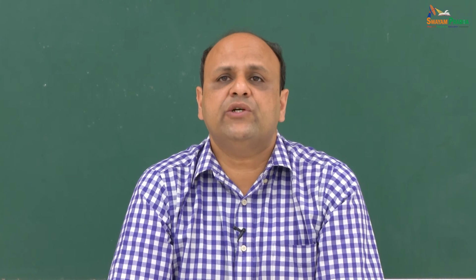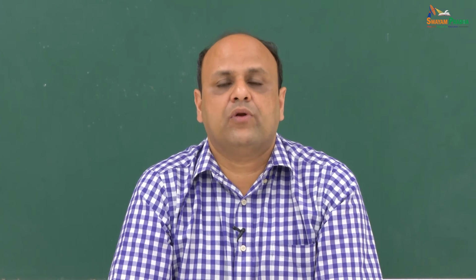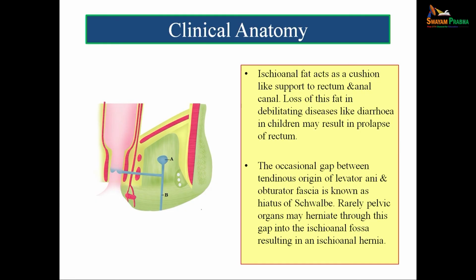Then other applied aspects in relation to the ischioanal fossa. Well, the ischioanal fat acts as a cushion-like support to rectum and anal canal. Loss of this fat in debilitating diseases like diarrhea in children may result in prolapse of the rectum. So it is a very important cushion, the fat in the ischioanal fossa. It provides support to the pelvic diaphragm, it provides support to the rectum. Without this, there are chances of prolapse, particularly in children.